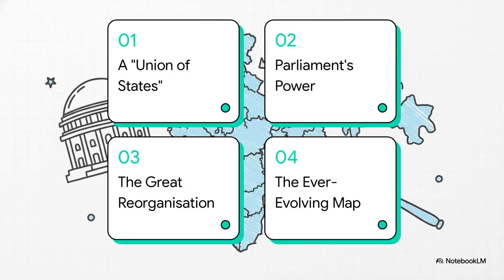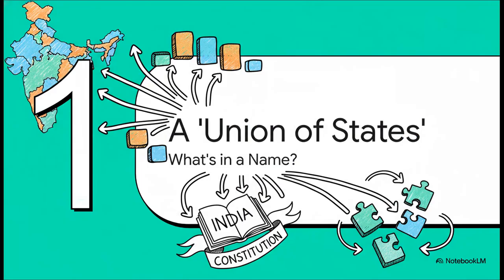All right, so here's how we're going to break this down. First, we'll look at what the Constitution means by a union of states. Then, we'll uncover the mind-blowing power Parliament has to just change the map. After that, we'll travel back to the massive reorganization in the 1950s, and finally, we'll see how this whole process is still happening today. Okay, let's start at the very beginning, with the foundation.